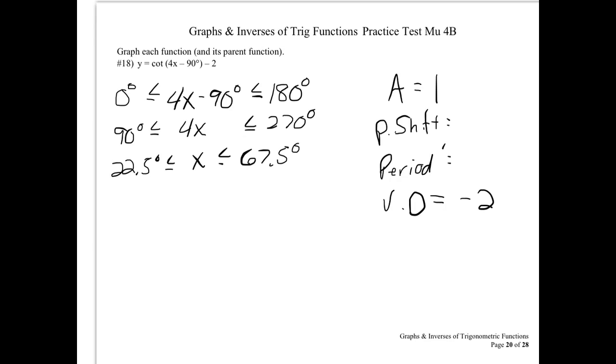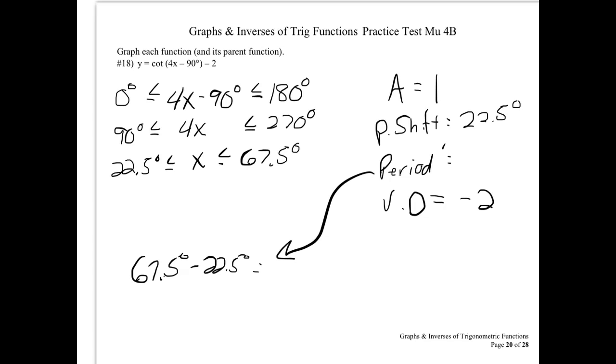My phase shift then, I was starting at 0, and now I'm starting at 22.5. It's 22.5 degrees. To get my new period, I take the end of my period minus the beginning. So that's 67.5 minus 22.5, which is 45 degrees.